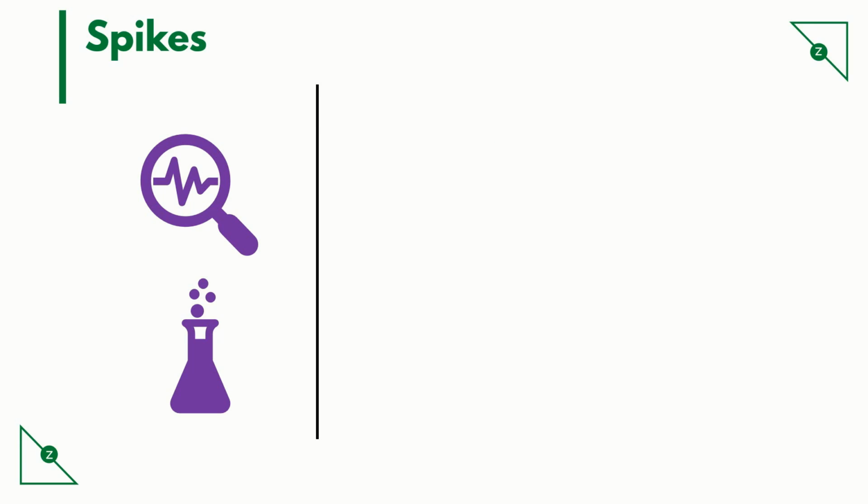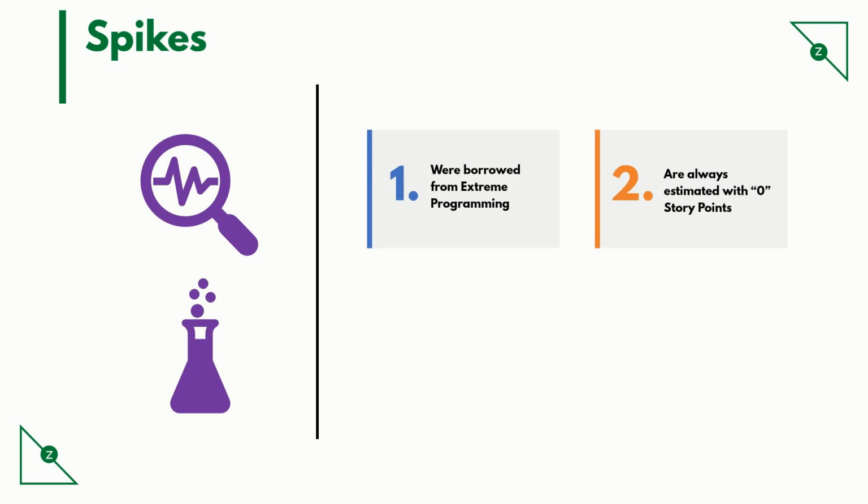Spikes are stories which reduce risks of uncertainty in upcoming sprints. Spikes as a concept were borrowed from extreme programming. Spikes are always estimated with 0 story points. We'll talk more about story points when we are dealing with sprint planning.